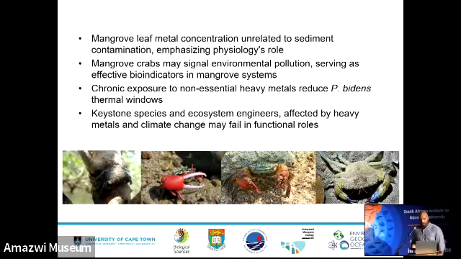And this is particularly concerning because we can see now that keystone species and vital ecosystem engineers are affected by these threats. And if there are extreme events, they may fail in their functional roles, as mangroves already have a very, very low functional redundancy rate.